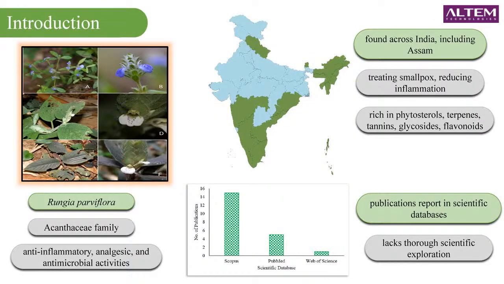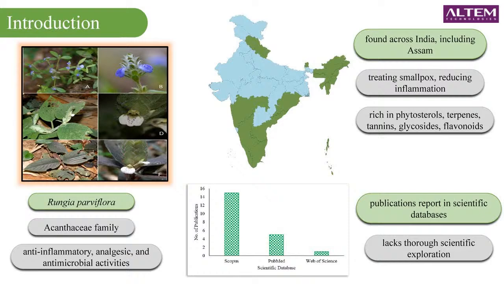Now, before beginning the topic, let me provide you an overview of the background and context of this particular work. Rungia pectinata is a member of the Acanthaceae family and is an ethnomedicinal herb. And there are numerous studies that have shown its potential anti-inflammatory, analgesic, and antimicrobial activities.